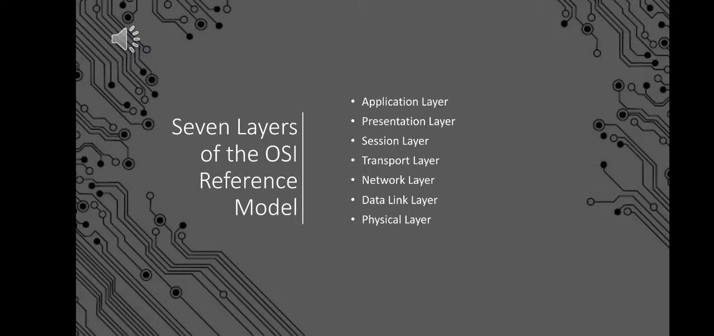Fifth layer is the network layer. It is a portion of online communication that allows for the connection and transfer of data packets between different devices or networks.